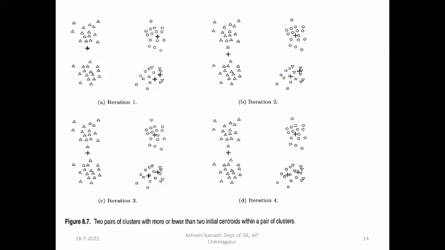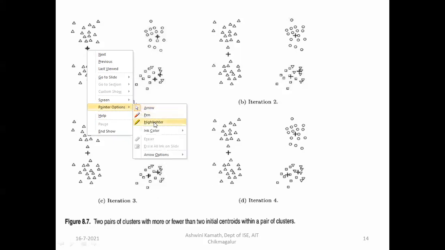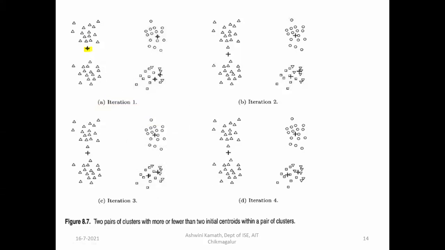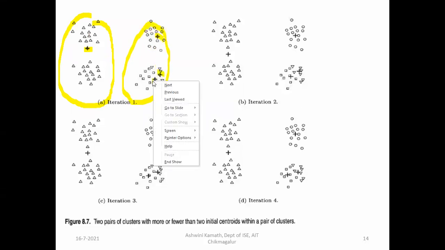Two pairs of clusters with more or fewer than 2 initial centroids within a pair of clusters. So here you can notice that one centroid is here. Okay, for two pairs of clusters, we have only one centroid. For another two pairs of clusters, we have three centroids, 1, 2, and 3. That means it is not clearly distributed. Okay, the selected points are not correctly selected.